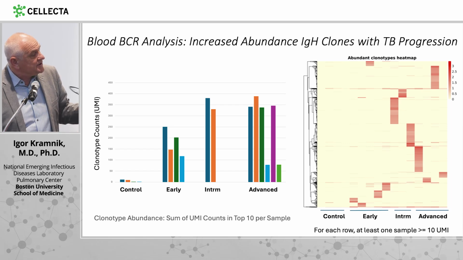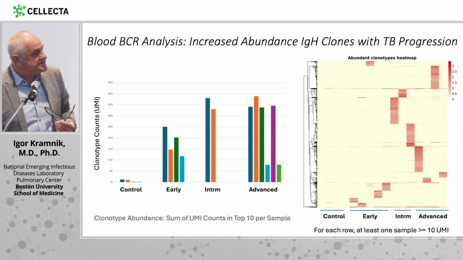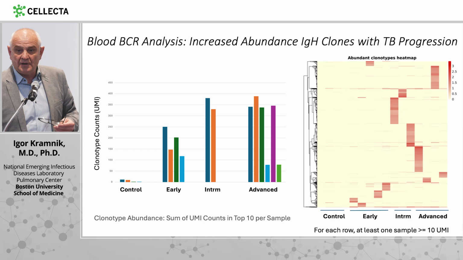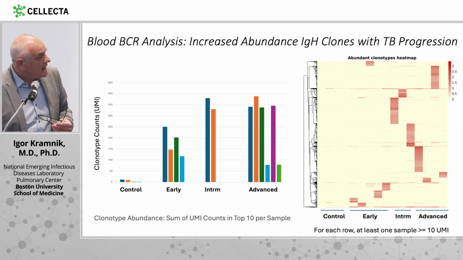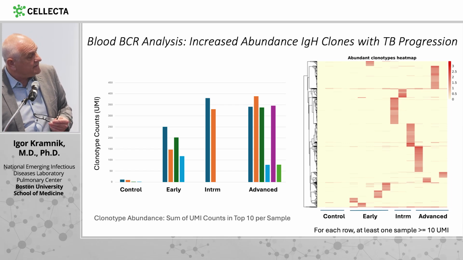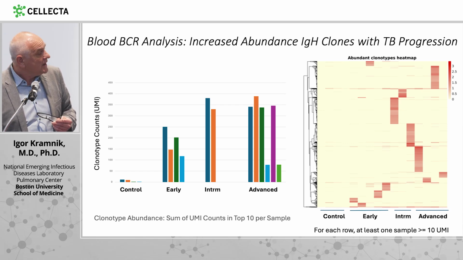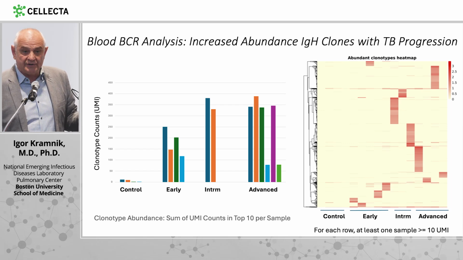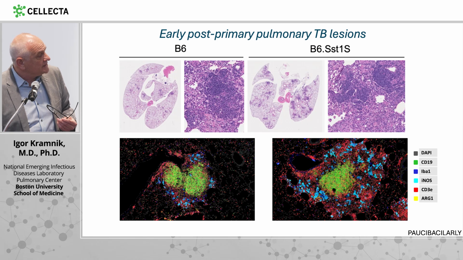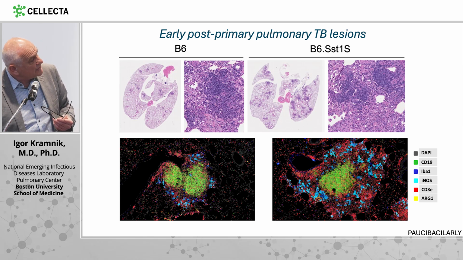But here, in addition, more recently, Cellecta offered to analyze B cell and T cell receptor profiles using methodology that Alex described. And what you can see here is that it's a very good distinction between early lesions and non-infected control. And then as disease progresses, there is an increase in number of major clonotypes that signify B cell response during tuberculosis progression. And here is my illustration of the fact that this is the lung of black 6 mice that have very small lesions.